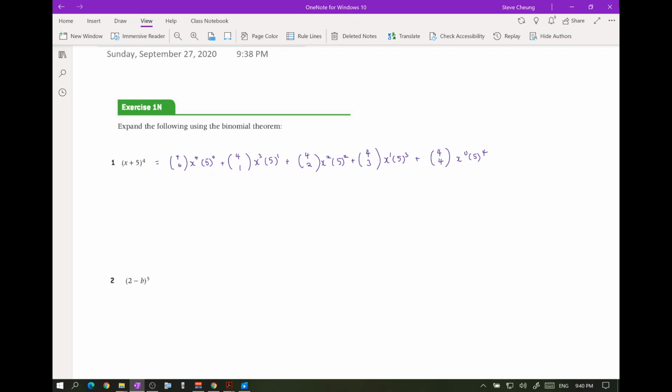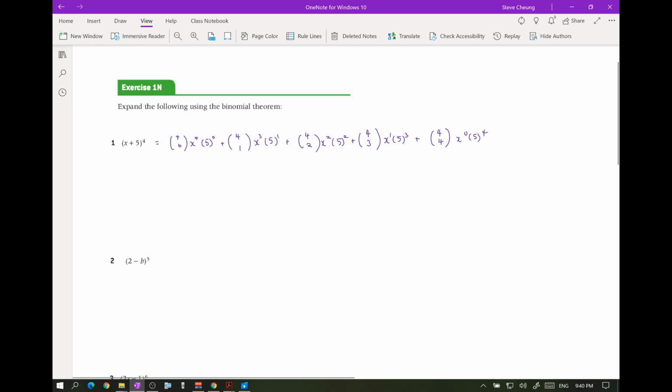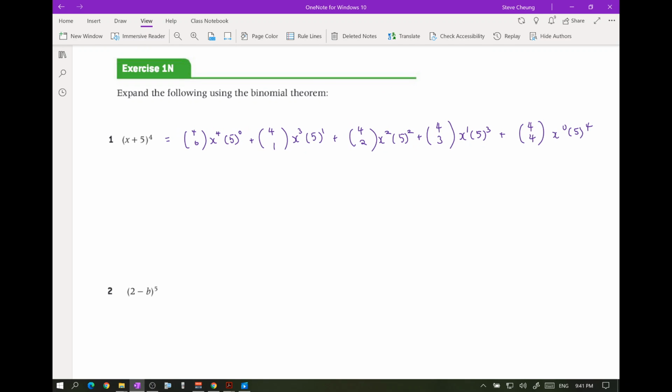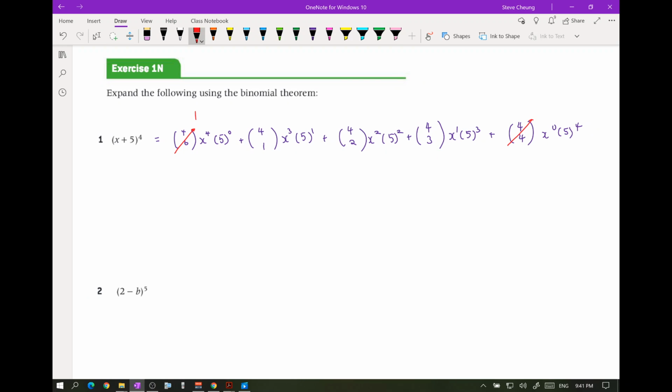This is basically the general way to do any binomial expansion. But you will see that a lot of these are going to be ones. For example, the first binomial coefficient is always 1. The last binomial coefficient is also always 1. And then we have, let's call it the b term. If there's a plus b to the power of 4, this b term is also always 1, and this last a term is always going to be 1.